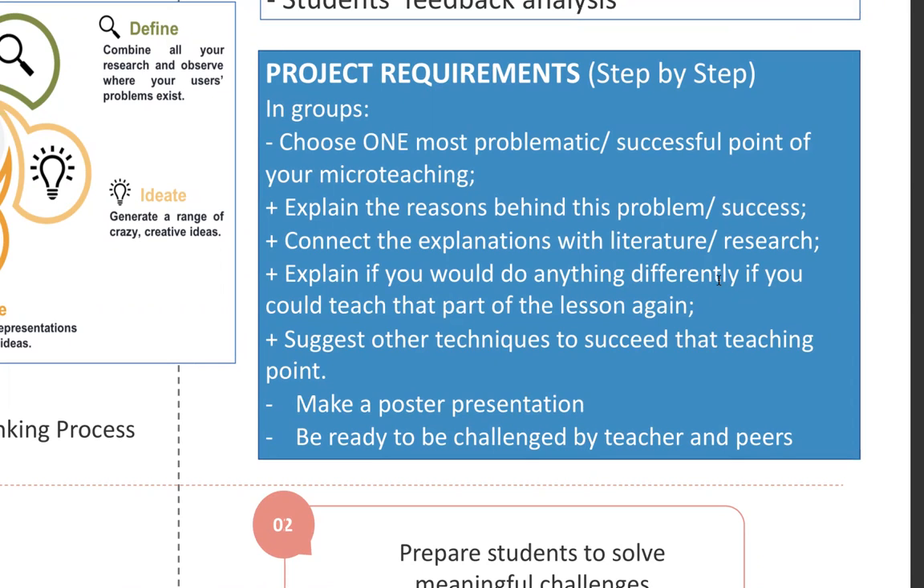They had to choose one most problematic or successful point of their micro teaching. Then they needed to explain the reasons behind the problem or the success. They were requested to connect their explanations with literature and research. That means they had to study the literature around the problem or the success point. And then they used literature and research in order to provide the explanation for the reasons behind the problem or the success.